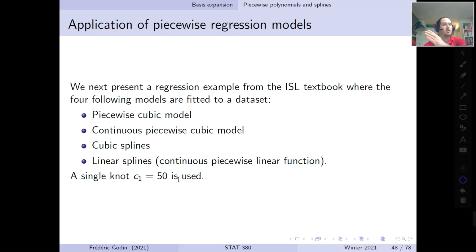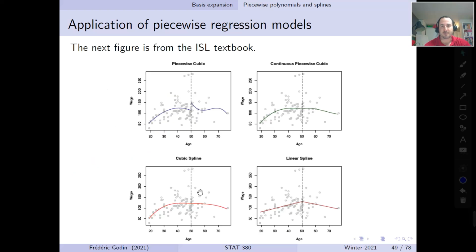Okay, in practice, you use many knots when you do that kind of thing, but just for the example, a single knot was used to illustrate what's happening. So we see here for the piecewise cubic, we have a discontinuity here, and the convexity varies somewhat suddenly here. So this is not necessarily a good predictive function, because you'd expect that right before age 50 and right after.